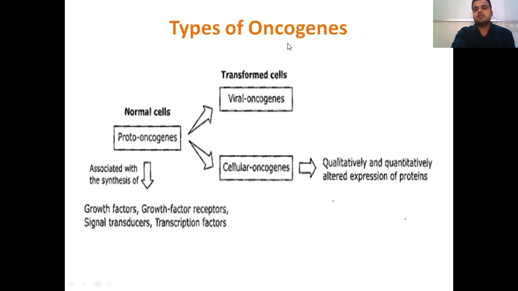So there are oncogenes. The genes which can cause cancer are termed as oncogenes. So basically, this has been named as proto-oncogenes. The normal cells will have proto-oncogenes. So we all have such kind of genes which play a role in growth factor synthesis, receptors, or transcription factors. Now the cells which are transformed, that means which can cause cancer.